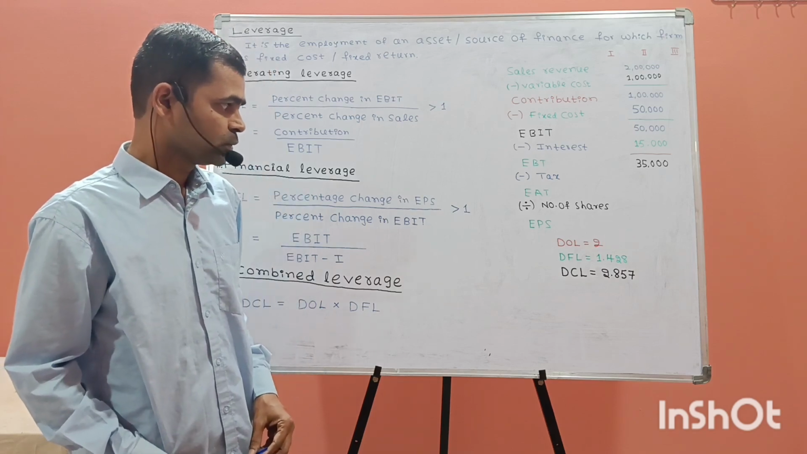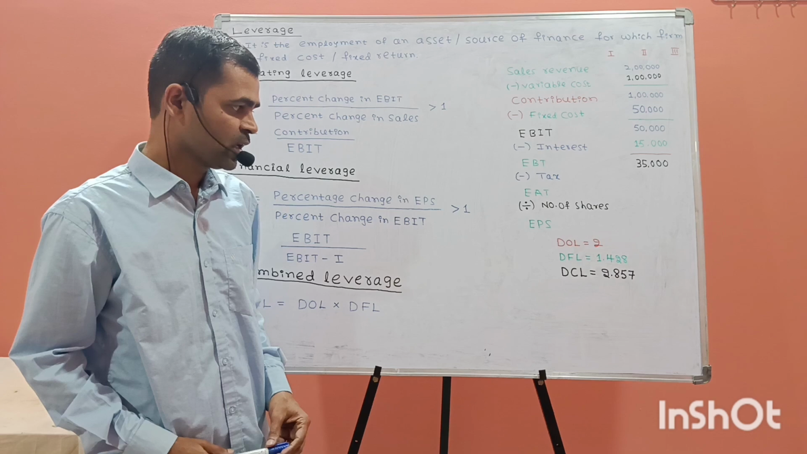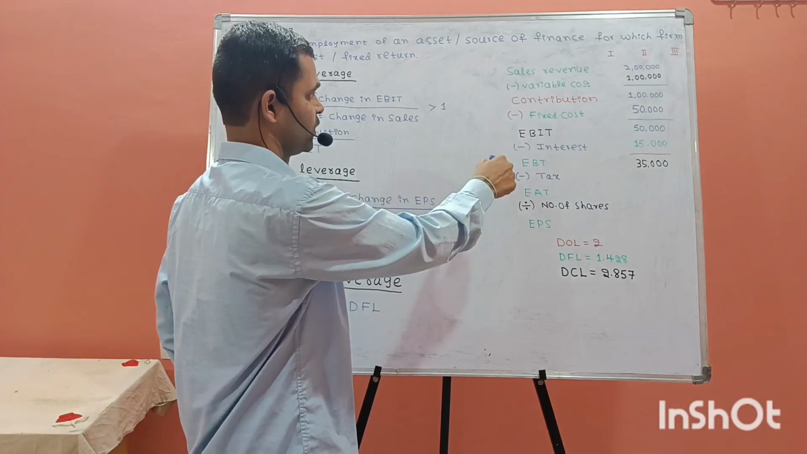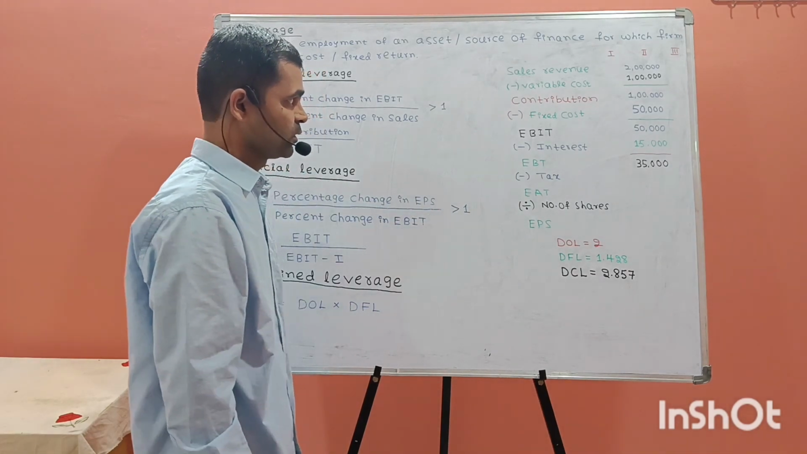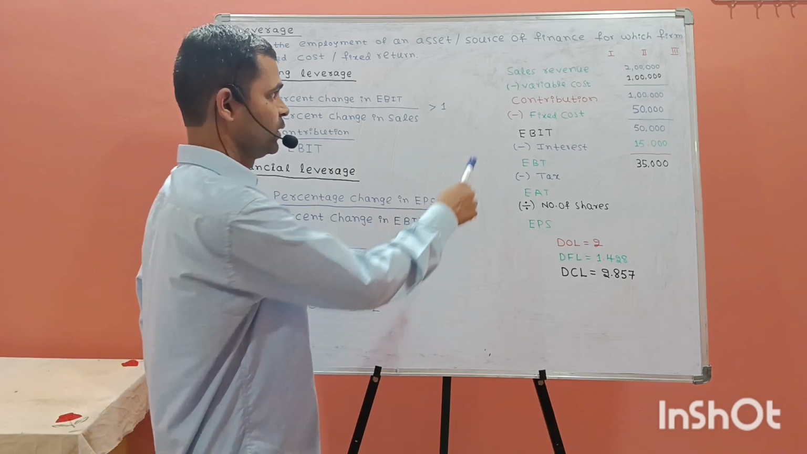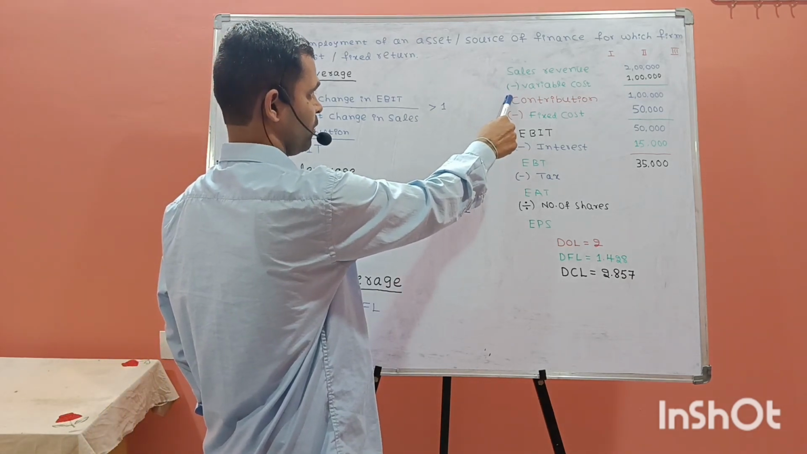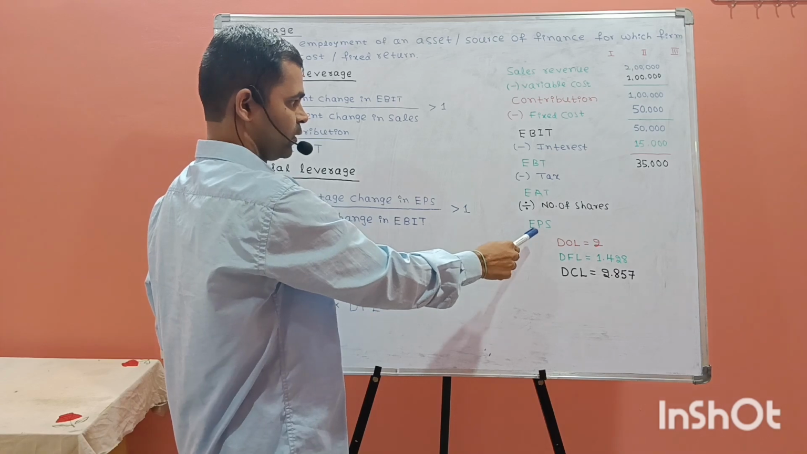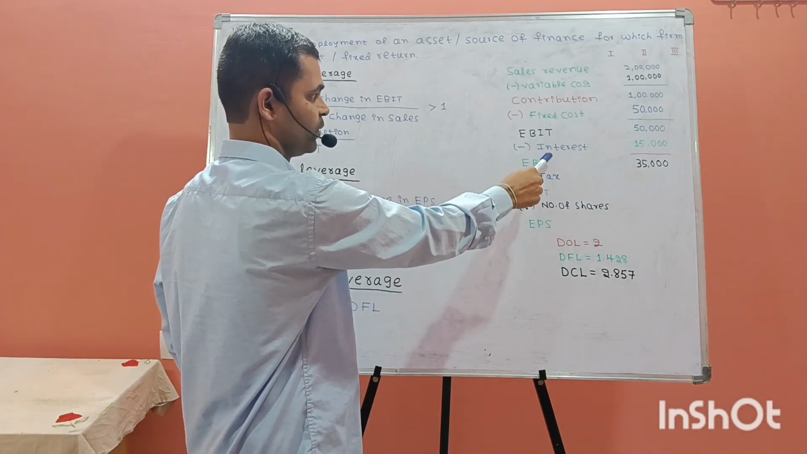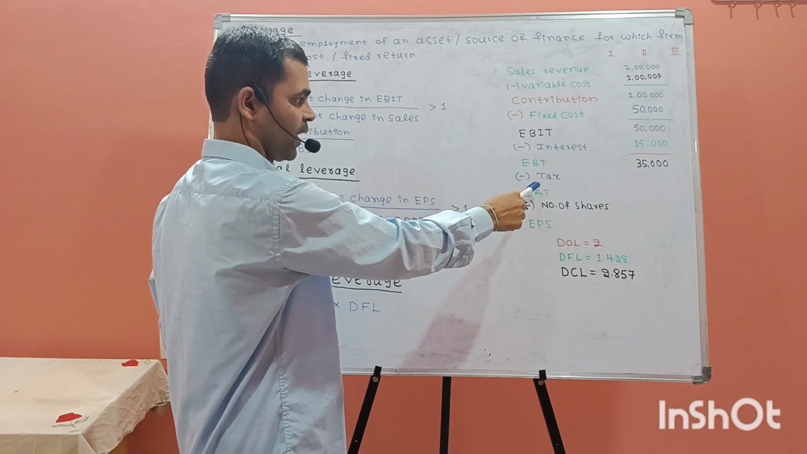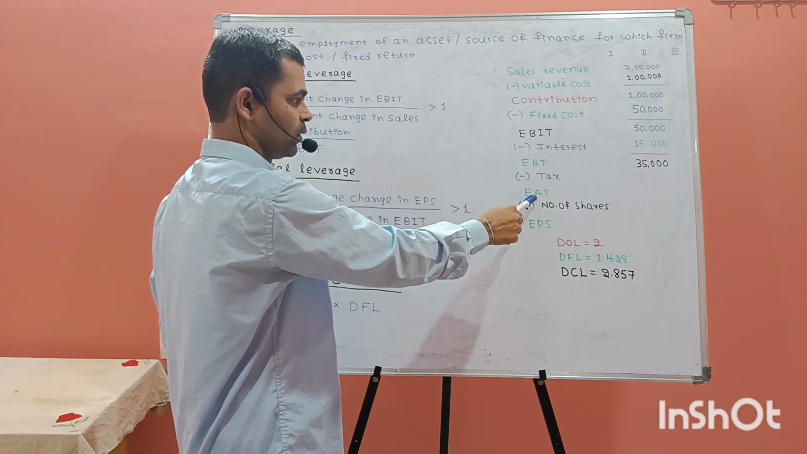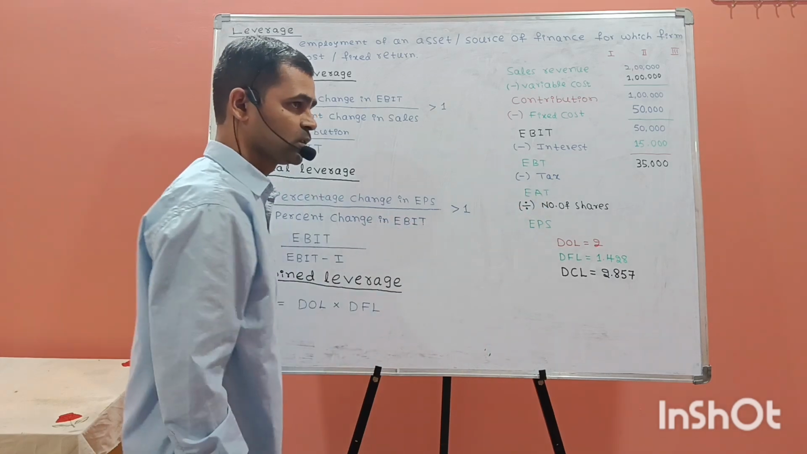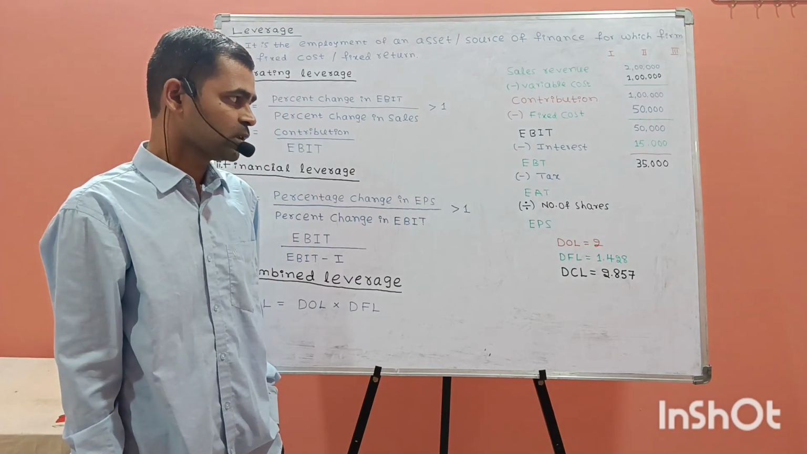So we'll see one financial plan, for which the operating leverage, financial leverage, and combined leverage are calculated. So this is the method of calculating leverage. So here are sales revenue, variable cost, contribution, fixed cost, EBIT. Here interest is deducted from EBIT so that we get EBT. When tax is deducted from EBT, we get earnings after tax. When it is divided by the number of shares, we get EPS. This is known from previous chapters.